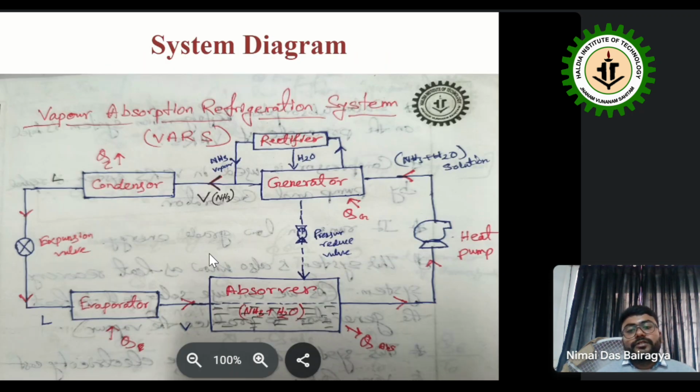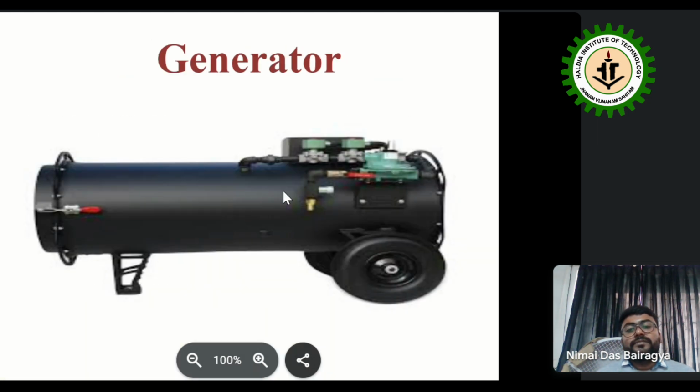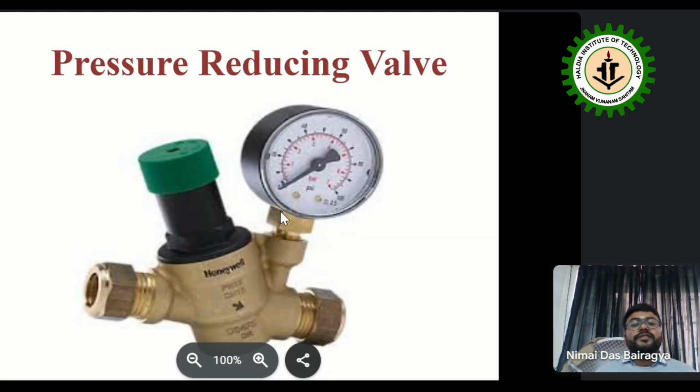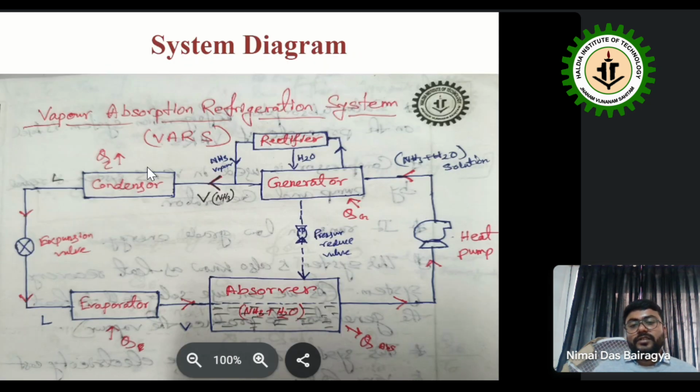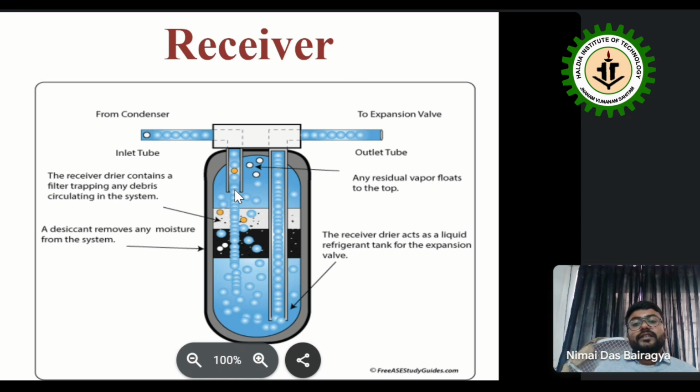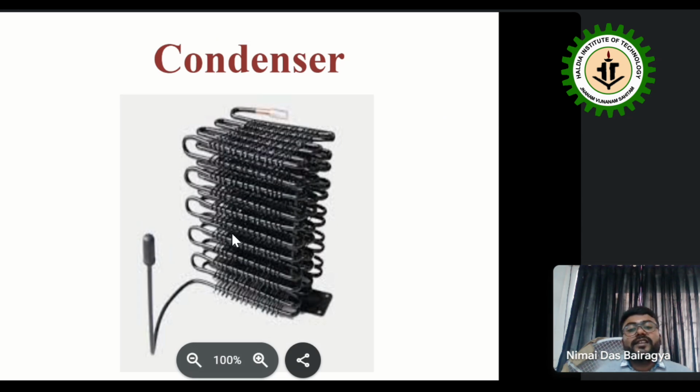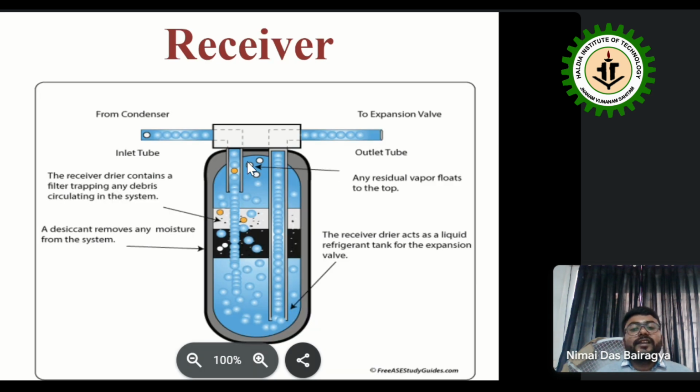Next, generator. You can see this generator is used to boil the solution. We can use these types of generator. Next, a pressure reducing valve, we can use this to control the pressure. Next, condenser. In the condenser, the refrigerant vapor changes its phase and turns into liquid refrigerant. Next, receiver tank. Before entering the expansion valve, a receiver tank is also present to receive the liquid refrigerant.